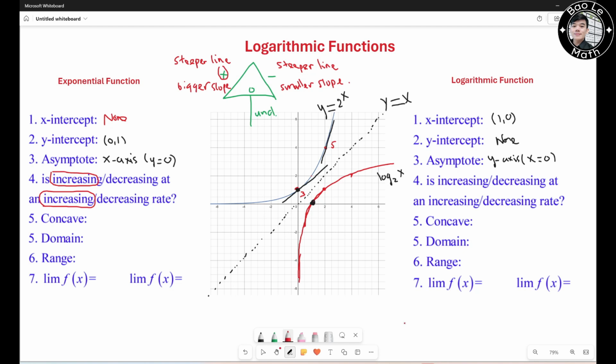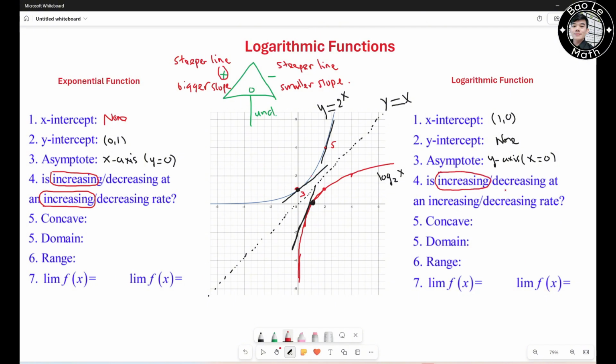Alright, now go to the right hand side. It's going to be the logarithmic function. So you're going to draw a tangent line. So I draw a tangent line, and I still see that the lines go in this way, and the slope is positive. So because the slope is positive, the function is increasing.